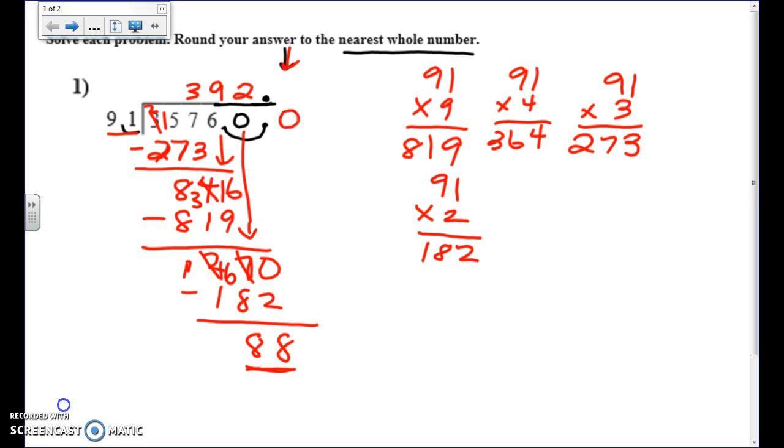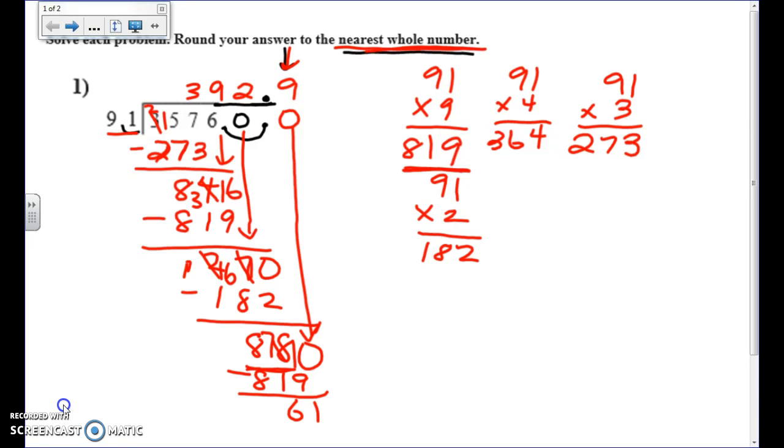And so what I'm going to do is add another placeholder 0 here to bring down. And again, I know that 91 times 10 is actually 910, which is a little too much, so I'm guessing that 9 will work. And I have my scratch work over here that I know that's 819. Okay, and I'm going to subtract that. And I know, voila, I could continue to keep going with my decimal, but instead all I need to do is round to the nearest whole number, and so I know 392.9, because this is a 9, my whole number would be 393.